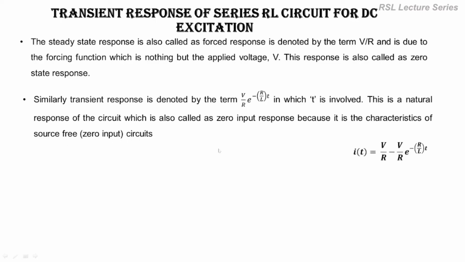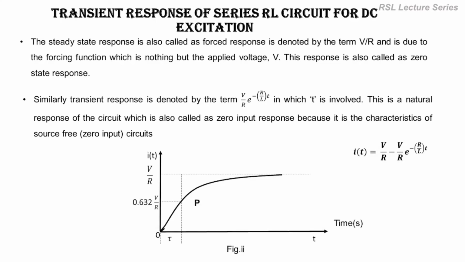Now we'll draw the graph. t is taken along the x direction and i(t) is taken along the y direction. If we start from 0 and substitute 0 over here, e^(-0) is 1, so V/R minus V/R will be 0. So i(t) is also 0. If we keep on increasing the t value, the curve starts rising. Exponentially it rises, and finally it will attain the steady state value.